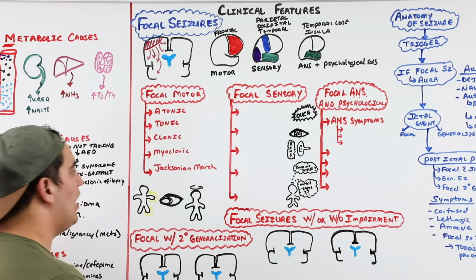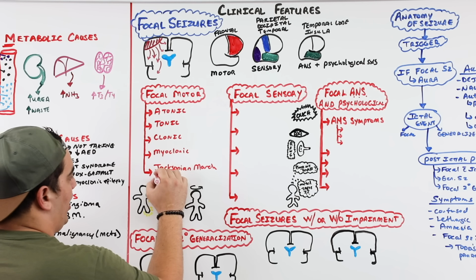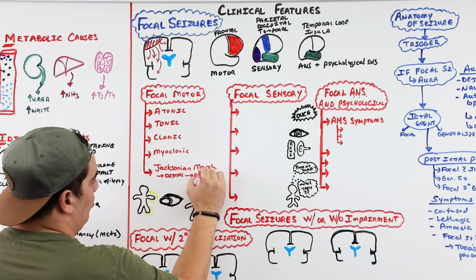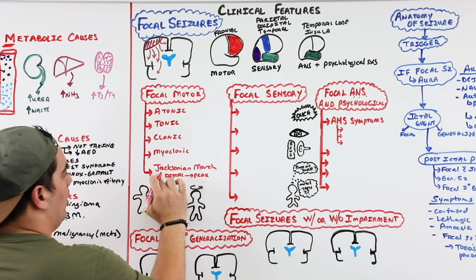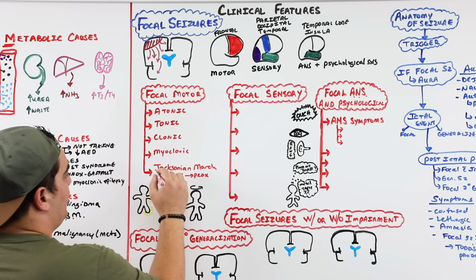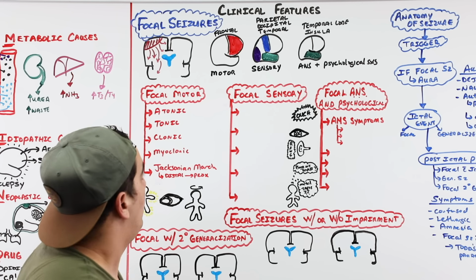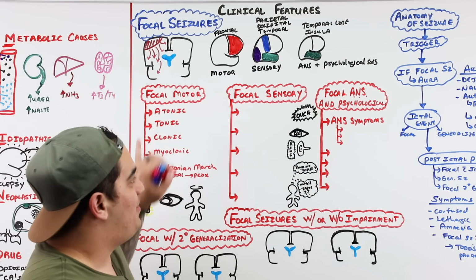Okay? So that's a big thing to remember. So we'll write distal to proximal kind of spread. Okay, so don't forget that Jacksonian march, distal to proximal spread of these types of motor movements. All right, that describes that.